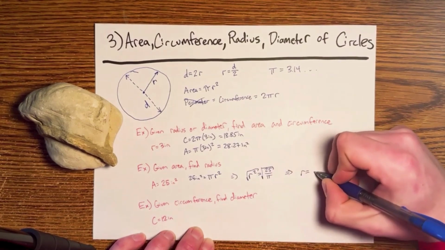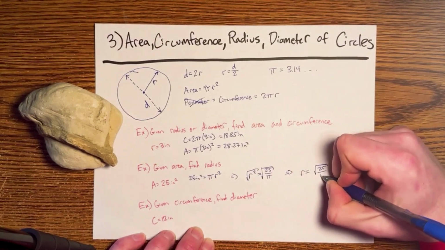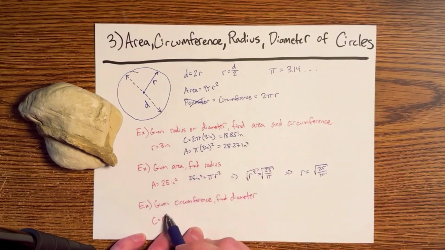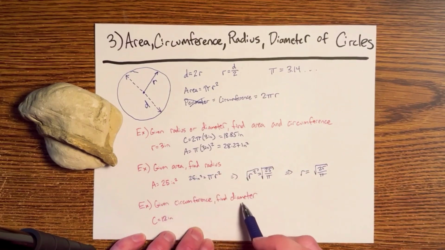So we end up with r is equal to the square root of 25 divided by pi. Plug that into your calculator. The last one, given the circumference, find the diameter.